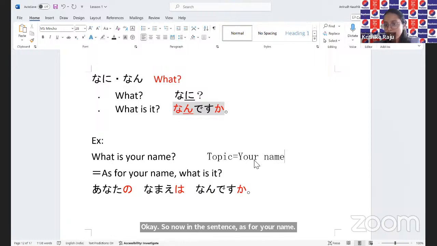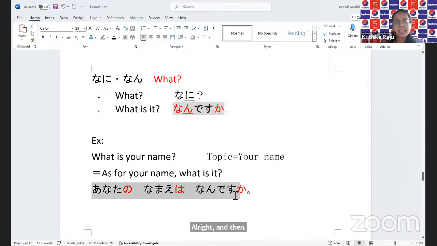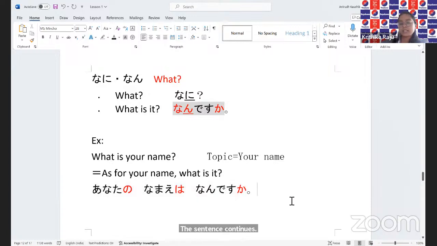Anata no namae will be namae followed by the topic marker wa. All right. And then the sentence continues. Can you all read this sentence? Anata no namae wa nan desu ka. Very good. Nan desu ka? Ka is the question mark.